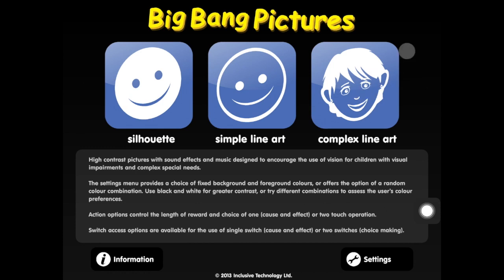This silhouette is one of the more basic. The simple line art is just like you see here. The face is filled in, whereas it's just a line drawing. And then the complex line art, you go from like a cartoon face to more of a true face. They are the same bank of pictures that just get more complicated. So I'll show you the most complex.